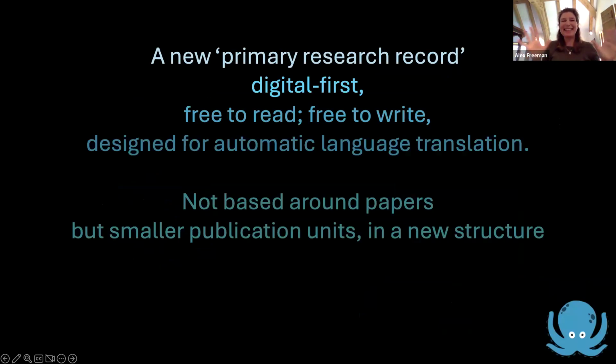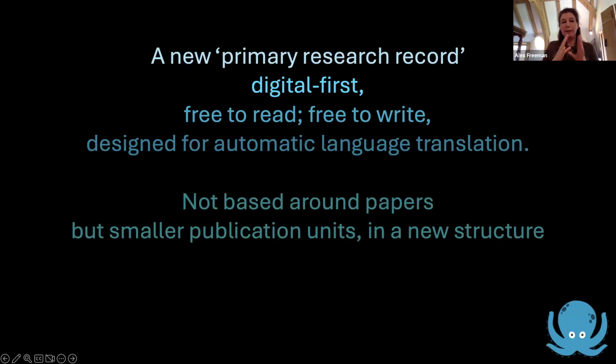So just to recap some of the important features of Octopus, it is digital first, so it's free to read, free to write, and it's designed for automatic language translation. So you can publish to Octopus in any language you like, because we want to make language no barrier to Octopus. And that means that other people can use automatic language translation to read whatever you've written in their native language.